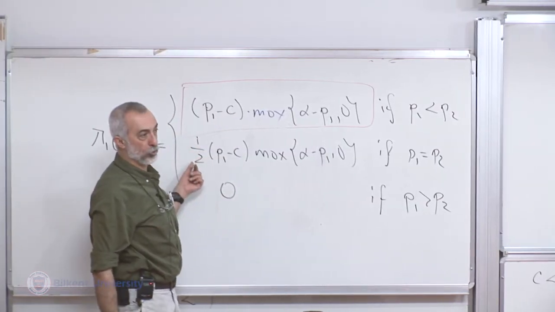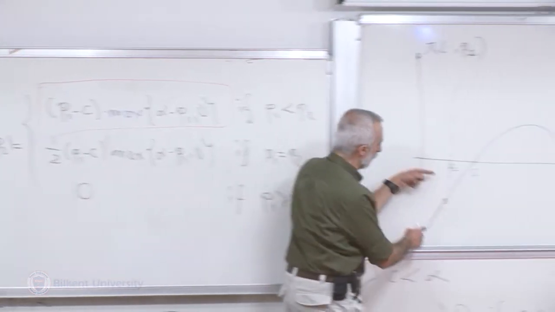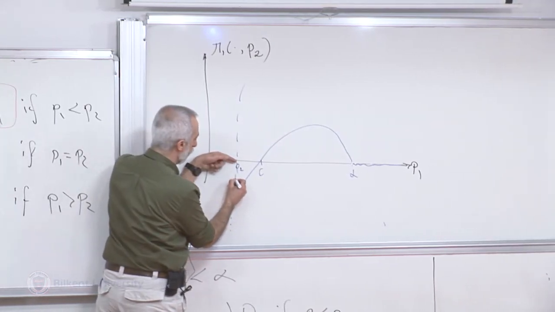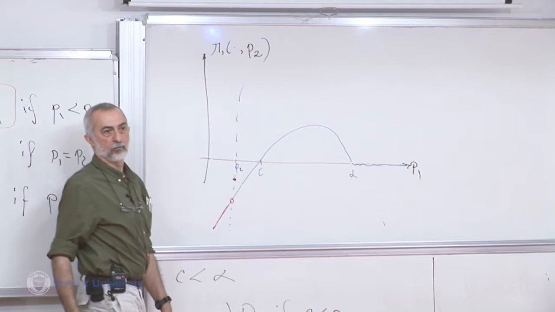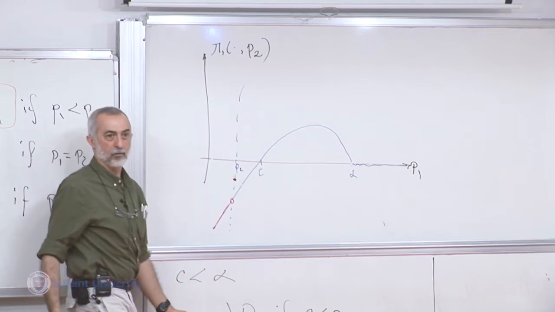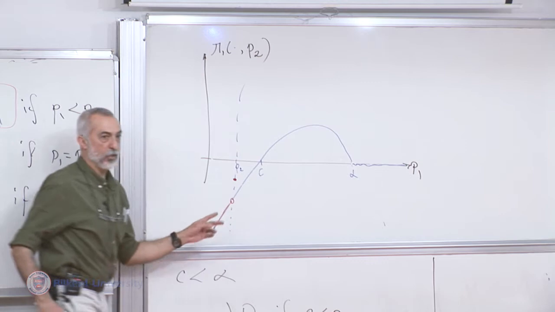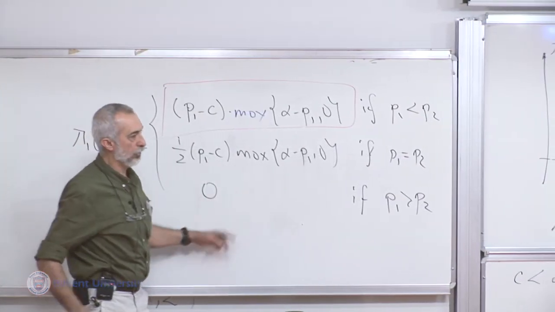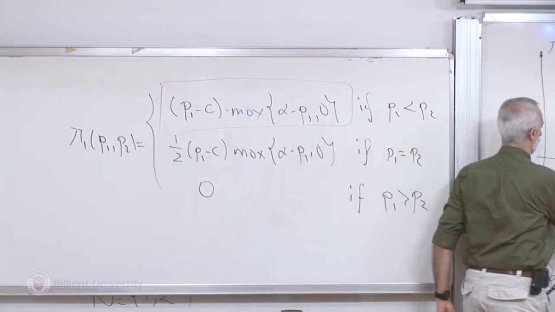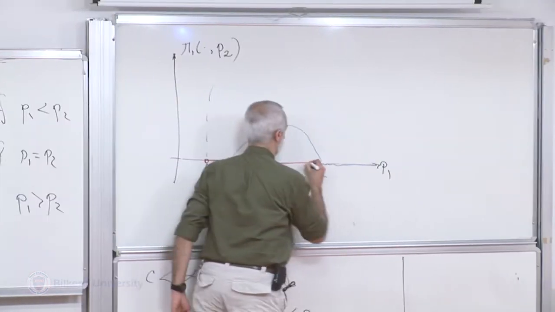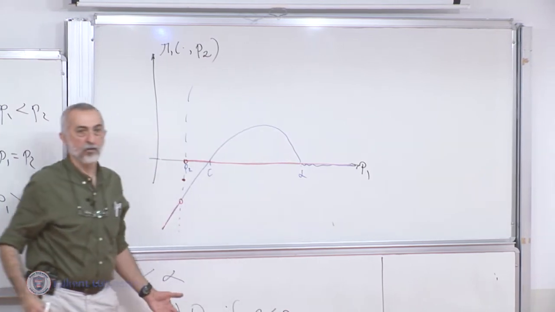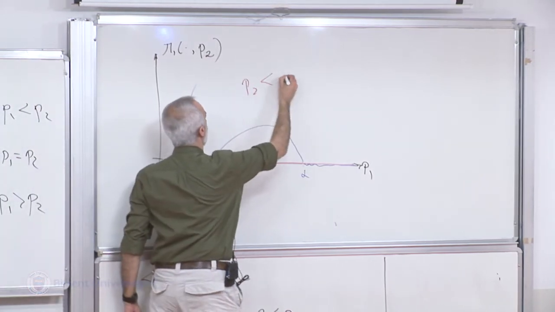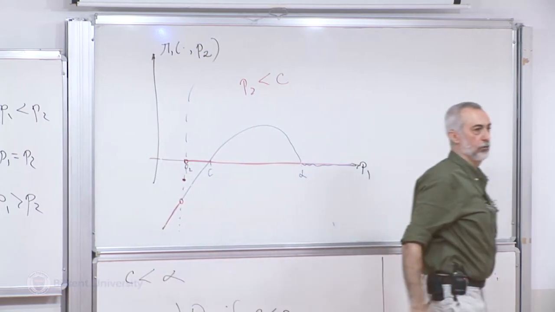I have a 1 over 2 term, which says, take half of this length. So I'm right over here, right? And when P1 is bigger than P2, what happens? It's 0. Voila, we're done. This is when P2 is less than C. That's it.